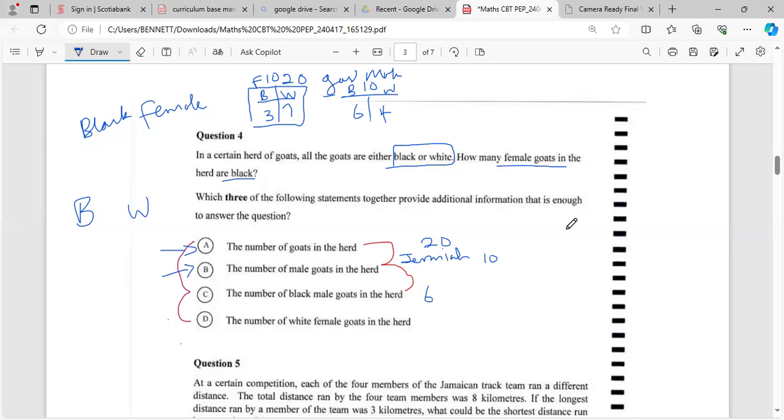You understand what I'm saying, guys? We want to find out, sir, how many female goats are black. Are the black ones alone? But, sir, you would have to know the number of male goats in the herd.